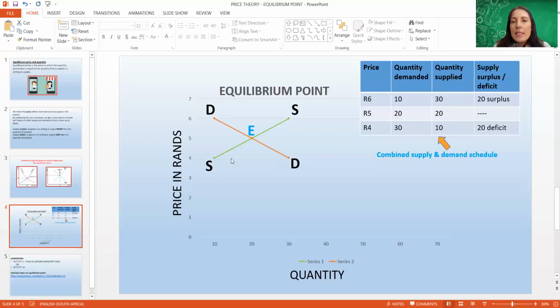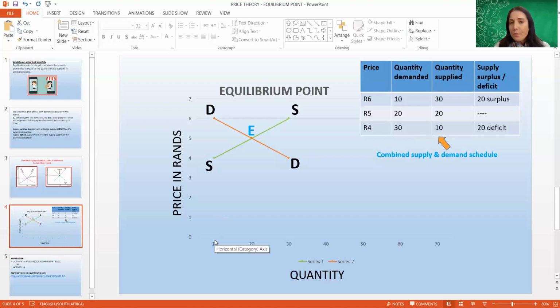So there we go again. Let's have a look. At 6 Rand, yes, I will supply a lot. There's my 30 packets that I'll supply at 6 Rand. If we go down to 5 Rand, okay, I'll supply 20. So 5 Rand, 20. And at 4 Rand, I'm only prepared to supply 10 packets of chips into the market. At 4 Rand, 10 of them.